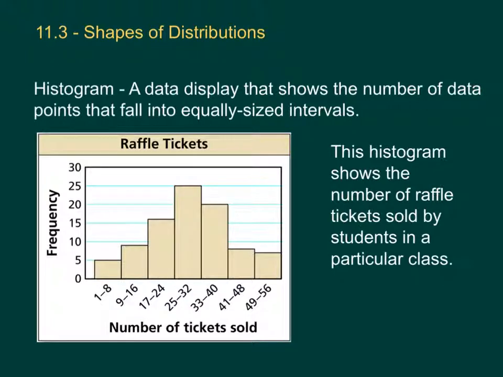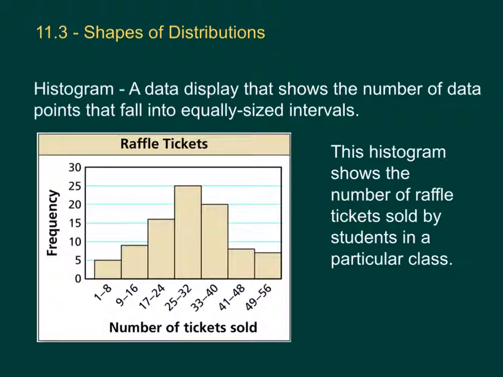Section 11.3, Shapes of Distributions. We're going to look at one last way to display data here and discuss the shapes of this. We've so far discussed box and whisker plots. Today we're going to look at histograms. A histogram is a data display that shows the number of data points that fall into equally sized intervals.